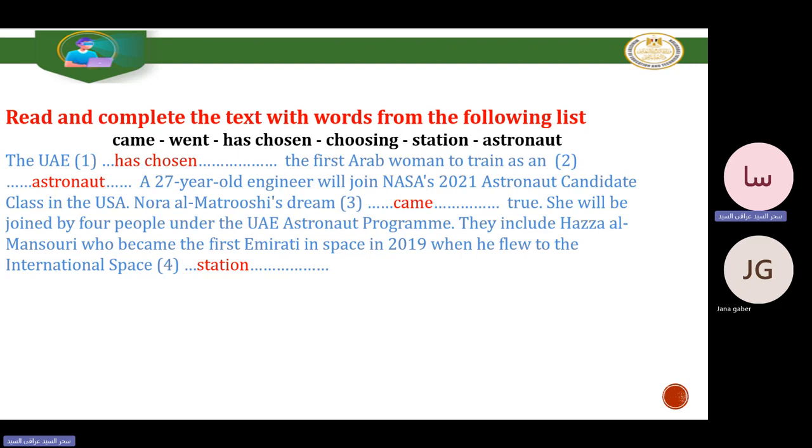Let's get the answer. The UAE has chosen the first Arab woman to train as an astronaut. A 27-year-old engineer will join NASA's 2021 astronaut candidate class in the USA. Noura Al Matrooshi's dream came true. She will be joined by 4 people under the UAE astronaut program. They included Hazza Al Mansouri, who became the first Emirati in space in 2019 when he flew to the International Space Station.